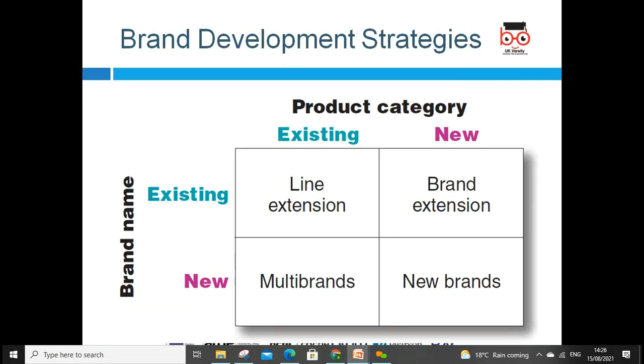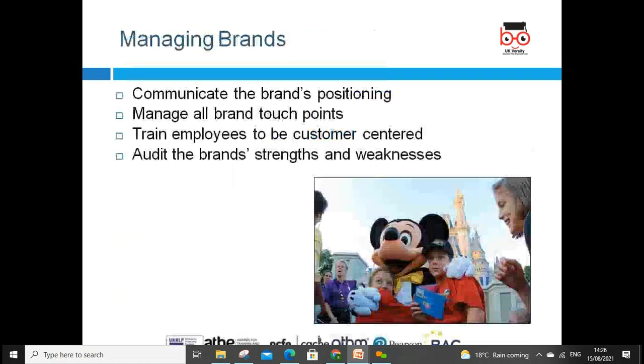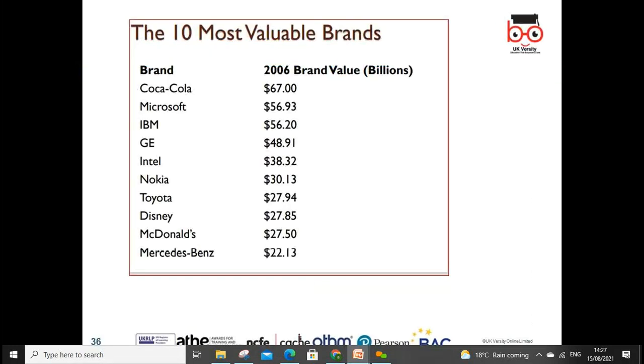So brand development strategy can be line extension, multiple brand extension, or new brand. It can be existing brand in the existing market or the new brand in the new market. So market development and market penetration as per the Ansoff matrix can be used. So communicate brand positioning, manage all the brand touch points, be customer centered, and audit brand strengths and weaknesses. Yes, to be achieved.